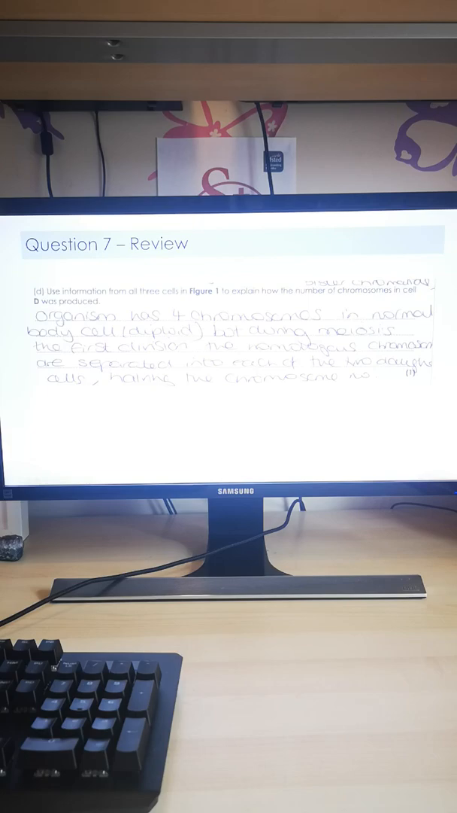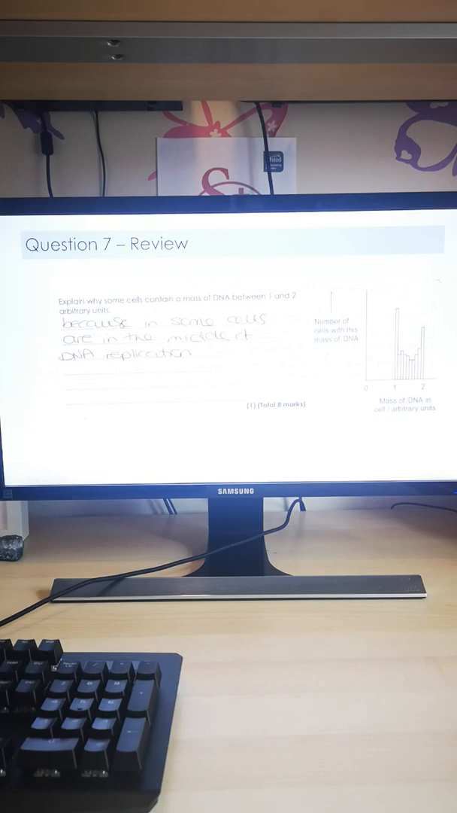So the organism has 4 chromosomes in a normal body cell, so it's diploid, but during meiosis, the first division, the homologous chromosomes are separated into each of the 2 daughter cells, halving the chromosome number, which is explaining what's in that diagram. And then finally, explain why some cells contain a mass of DNA between 1 and 2 arbitrary units.